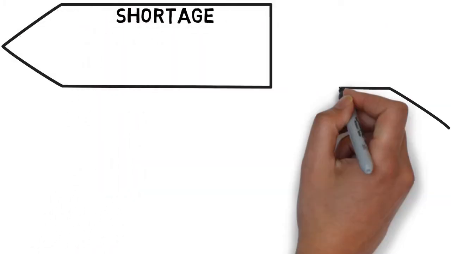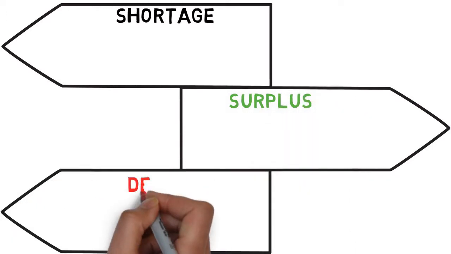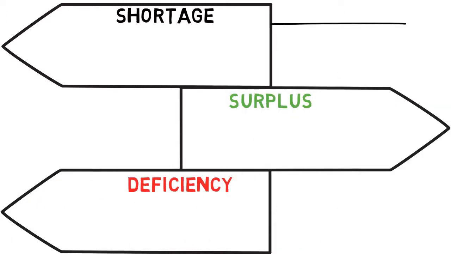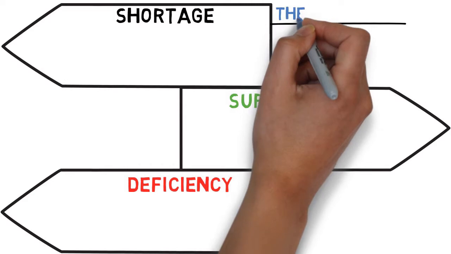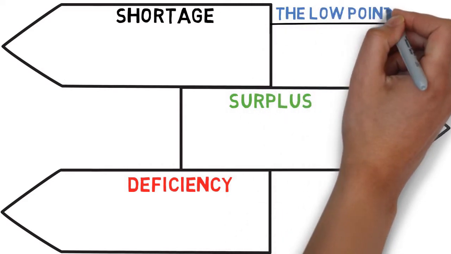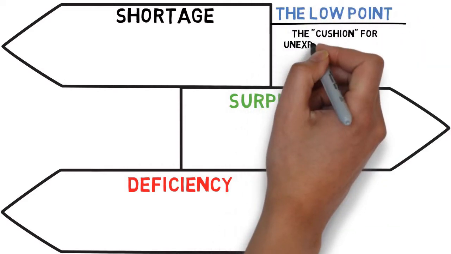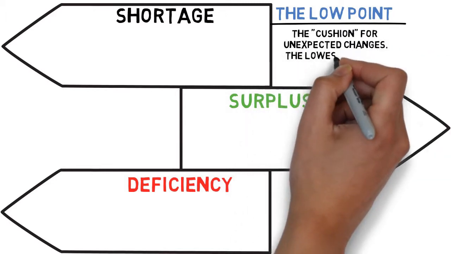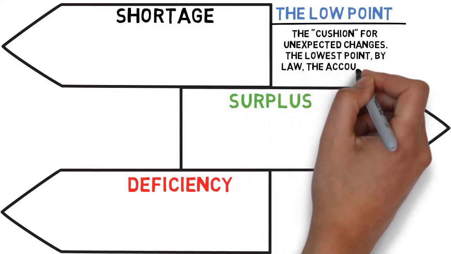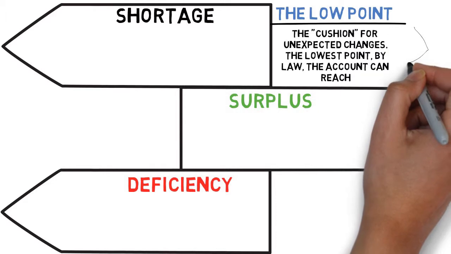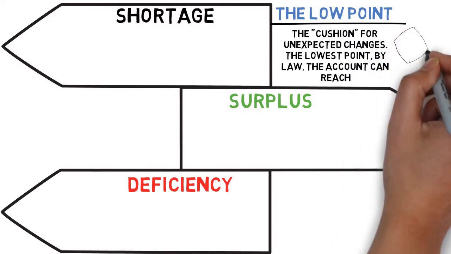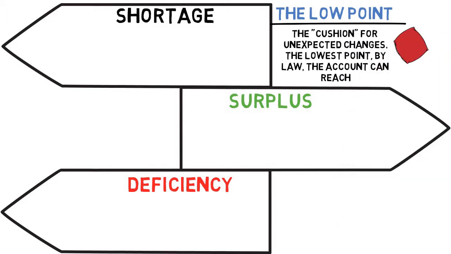But back to those terms I just said, surplus, shortage, and deficiency. Those are some terms that get thrown around that I want to spend a few seconds on before we look at an example. The low point, also called a cushion, this amount is the lowest level your escrow account is allowed to reach. The amount is decided by a lot of factors, but both federal law and our own calculations go into determining it. This amount is kind of, well, a cushion against unexpected increases in amounts.